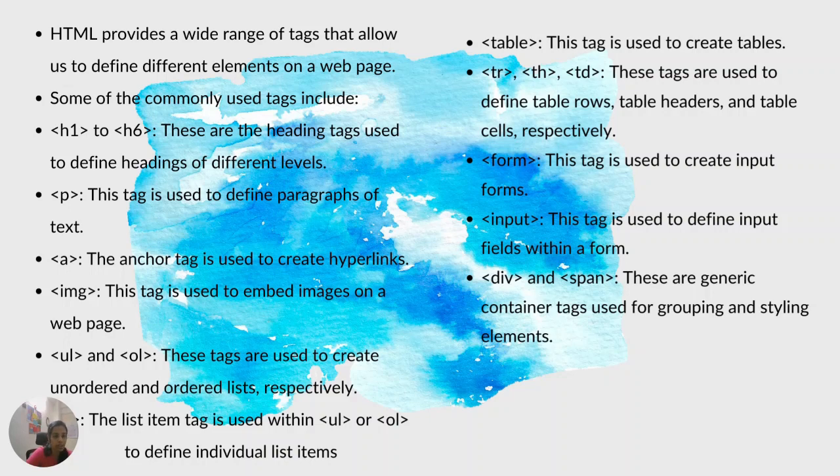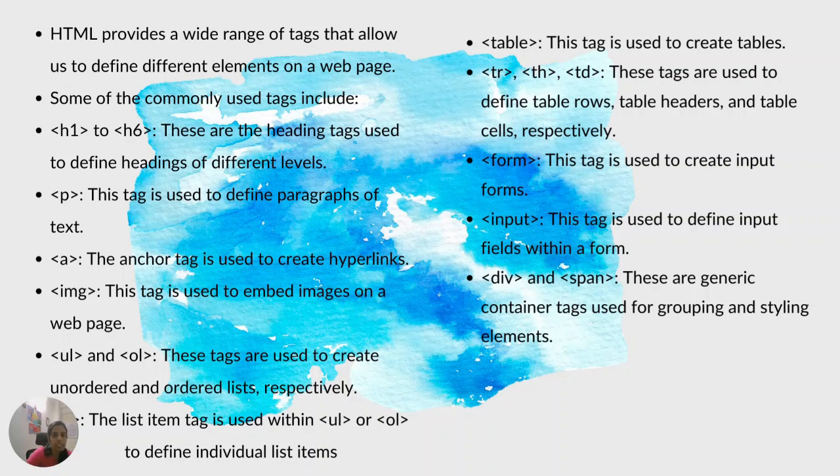And OL and UL. These are the ordered and the unordered lists. UL refers to unordered lists. OL refers to ordered list. An ordered list can have an order like 1, 2, 3, A, B, C, like that. An unordered list does not have any specific order. And next comes the list item tag. The list item is used within the UL or the OL tag, and it is used to define individual list items.